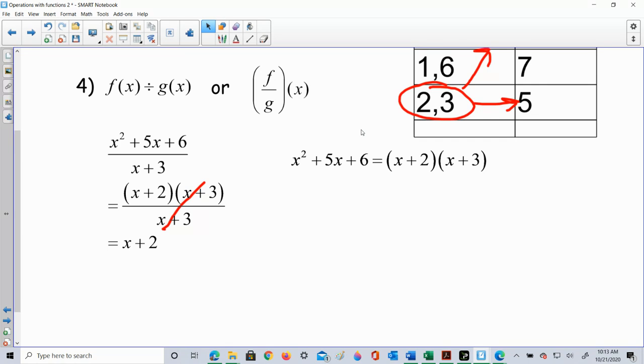I think multiplying, dividing, and adding are pretty simple, and you can get it. Dividing, you might have a little trouble with. All right, so I'm going to end the video now.